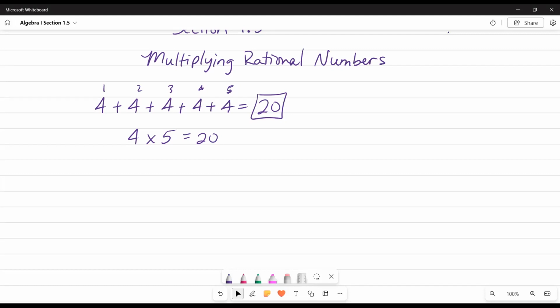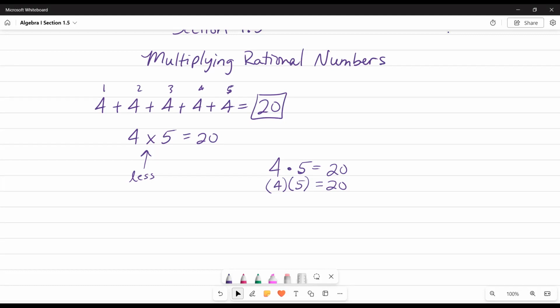As we move into algebra, we use the X symbol for multiplication less, and we begin to use some of the other symbols. So we could say 4, and we use a dot, times 5 is 20, and then also we can use parentheses. That's probably the most commonly used one to denote the operation of multiplication.